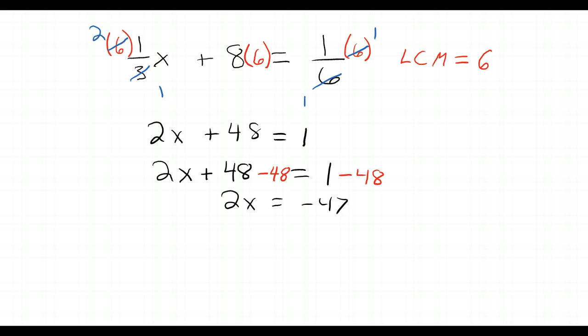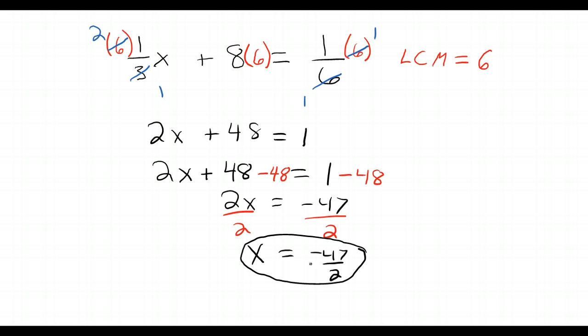I'm going to divide both sides by 2. And my final answer is then x equals negative 47 halves. And you can leave it as an improper fraction as long as it's simplified.